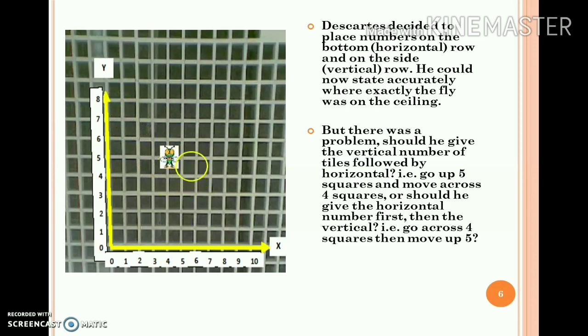But there was a confusion. Should he give the vertical number of tiles followed by the horizontal? That is 1, 2, 3, 4, 5, then horizontal 1, 2, 3, 4. Or should he give the horizontal number first, 0, 1, 2, 3, 4, followed by 0, 1, 2, 3, 4, 5? That is, go across 4 squares and then move up 5.